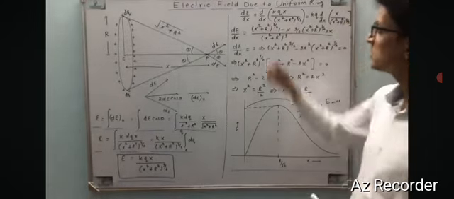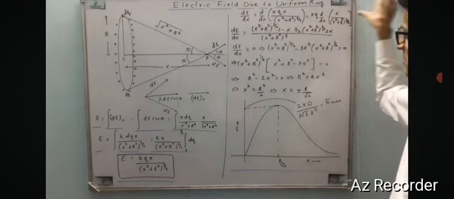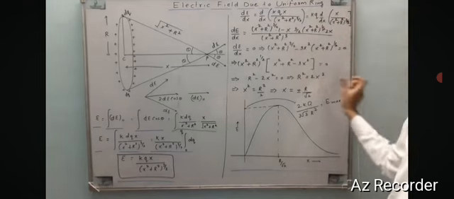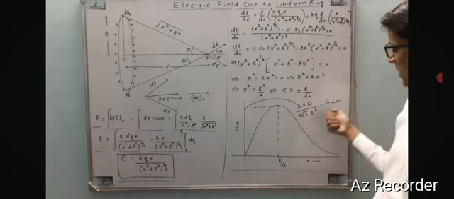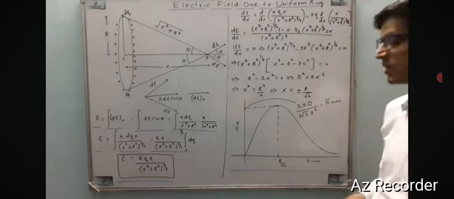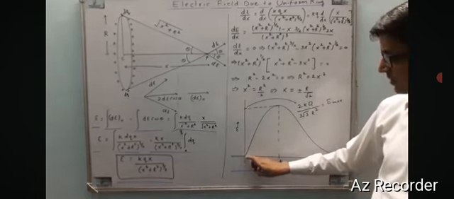So just differentiate the expression, and after all calculations we have x equal to plus minus r by root 2. If we substitute this value, we get electric field as 2kq by 3 root 3 r square. So at x equal to 0, electric field is 0.